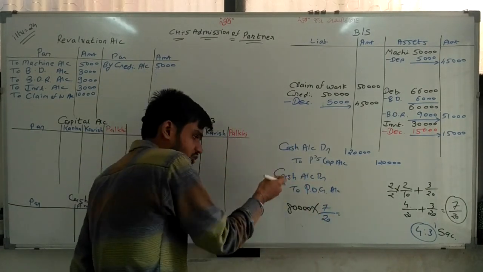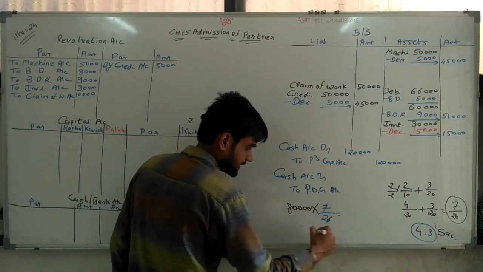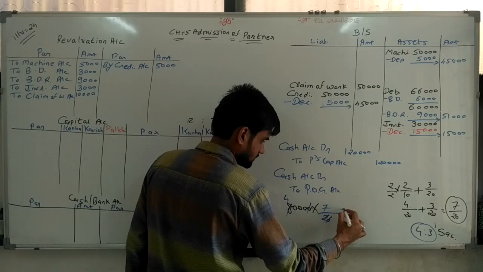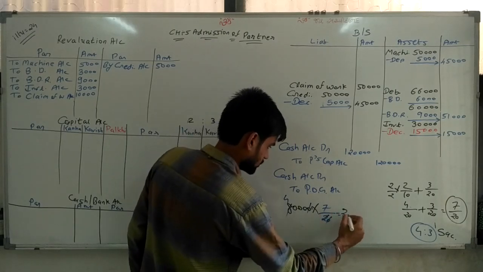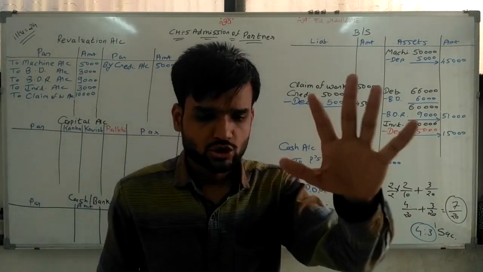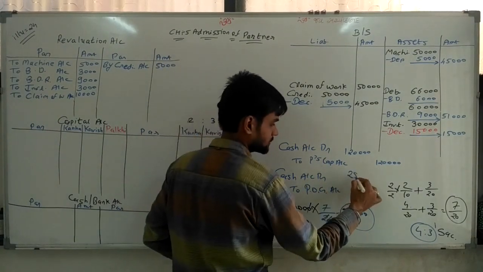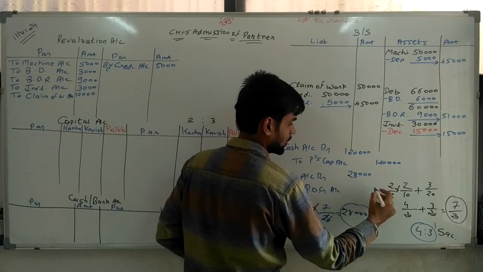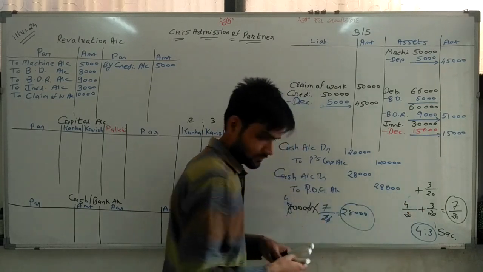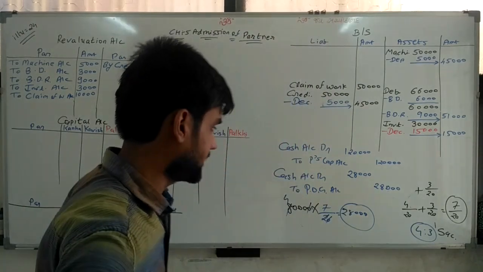For that, she will bring the amount of goodwill. 80,000 into 7/20: 40,000... 28,000. So 28,000 rupees is the share of goodwill brought by Palki. So here in the journal entry, cash account is debited 28,000, credited also 28,000. Okay, it's clear. Any problem? Sir, no problem. Going ahead.